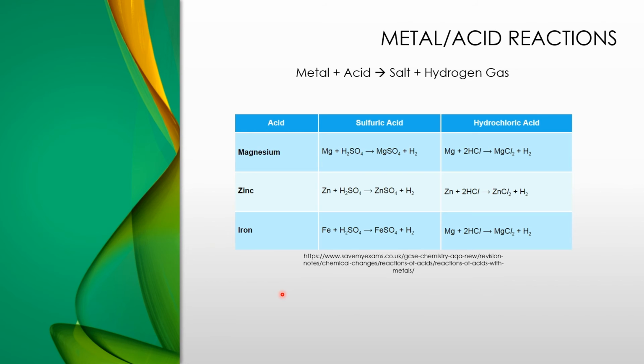We can also have metal-acid reactions, and the general equation for this is that if you combine a metal and an acid together, they will react either fast or slow. It depends on the metal itself, but they will eventually form salt and hydrogen gas. I've got some examples down here, both involving sulfuric acid, H2SO4, and hydrochloric acid, HCl. You can see the form of the equation that's taken up here with a few different examples of metals.